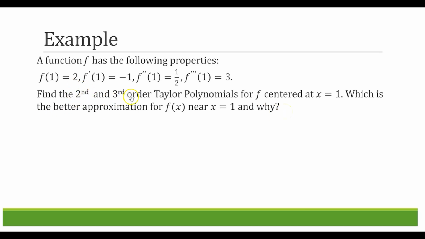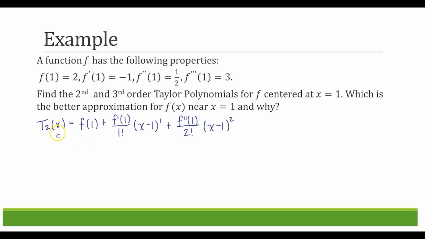So let's start by finding the second order Taylor polynomial. That means that the highest derivative we're going to use is the second derivative. So we'll start by saying that T sub 2 of x is equal to, I'll write it in general first. The formula says that we're going to have f of a, f of the center, so that's f of 1, plus f prime of 1 over 1 factorial times (x minus 1) to the first power, plus f double prime of 1 over 2 factorial times (x minus 1) to the second power.